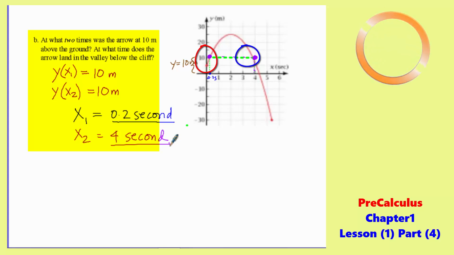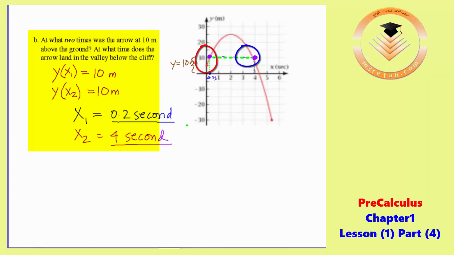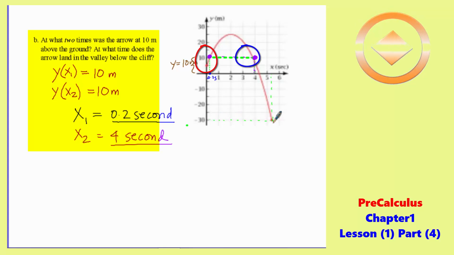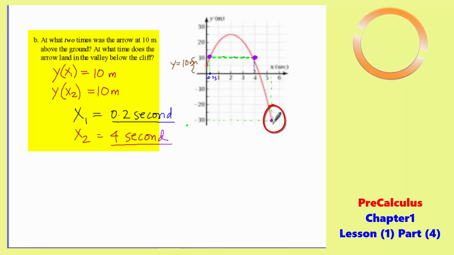We have a follow-up question. At what time does the arrow land in the valley below the cliff? To find the time when the arrow landed in the valley below the cliff, we have to look at this value here. When the graph stopped, it means that the arrow already landed in the valley. So this point here, what is our y there?